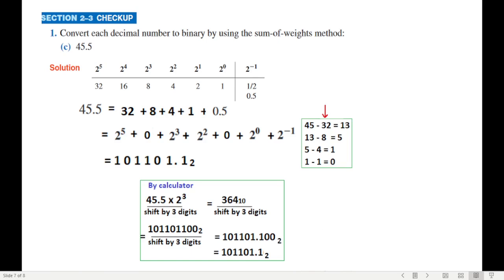So let me just show you now. First of all, we do the multiplication. We change the mode and go to the computation mode. 45.5 multiplied by 2 raised to the power 3, that means 8. So we get 364, and we will now convert this into binary.